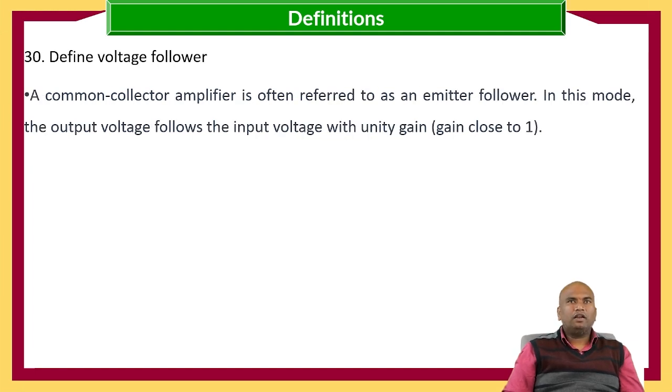Define voltage follower. A common collector amplifier is often referred to as an emitter follower. In this mode, the output voltage follows the input voltage with unity gain. The gain is close to 1. So in the common collector amplifier, the output voltage always follows the input voltage with a unity voltage gain that is nearly equal to 1.